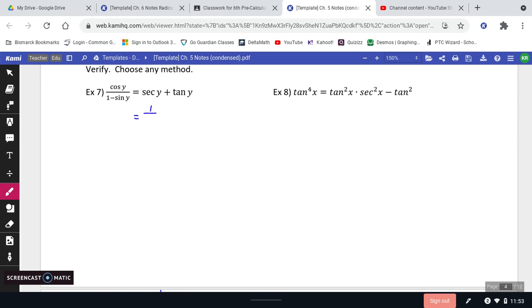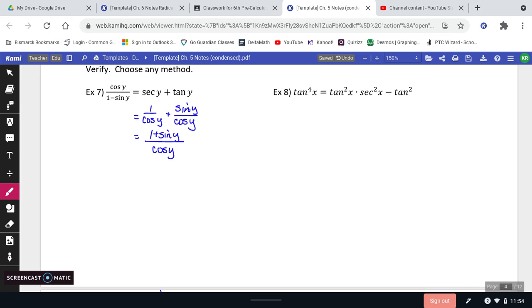So I'm going to change this to 1 over cosine y plus sine y over cosine y. Well, those are the common denominators, so I can add those together. So this might be helpful. All right, now after that, it's kind of like I don't know what to do. So let's work on the left side.